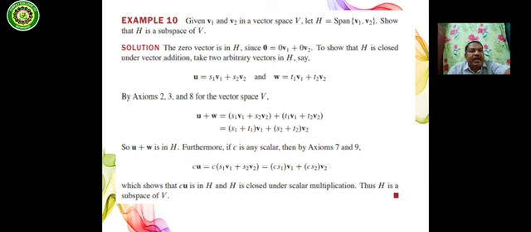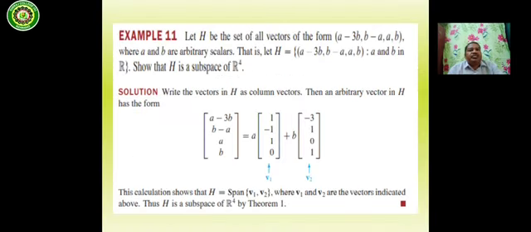So this way we find a subspace. Next problem: let H be the set of all vectors of the form a minus 3b comma b minus a comma a comma b, where a comma b are arbitrary scalars. That is, the elements of H are in the form a minus 3b, b minus a, a, b, such that a comma b belongs to R. Here we show that H is a subspace of R4.